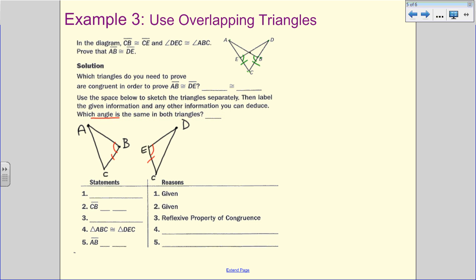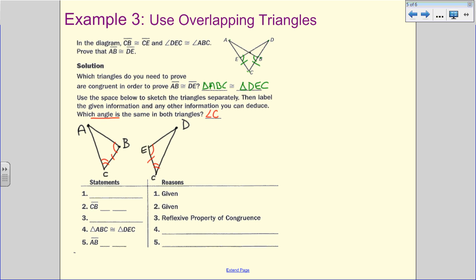Well, we have angle C, so we're going to mark that as congruent. Now we still need to go up and figure out what triangles we're going to try and prove are congruent to each other. When I look at my diagrams, I'm going to start on the left there. Triangle ABC would be congruent to DEC. So we need to go through and look at what we're going to prove.